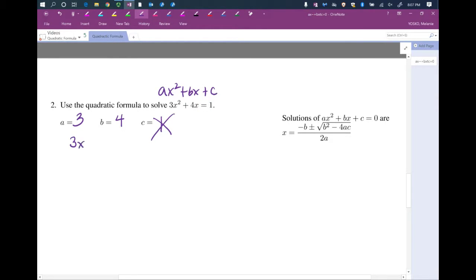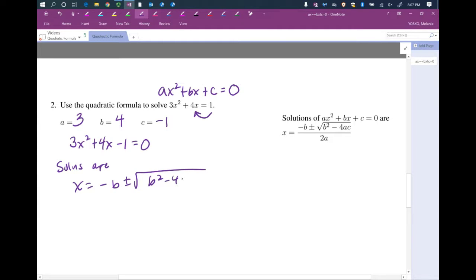So we need 3x squared plus 4x. The problem is this constant should be over here, right? Because we want plus c equals 0. So we're going to subtract 1 from both sides. So 3x squared plus 4x minus 1 equals 0. Now we can see what c is. C is negative 1.